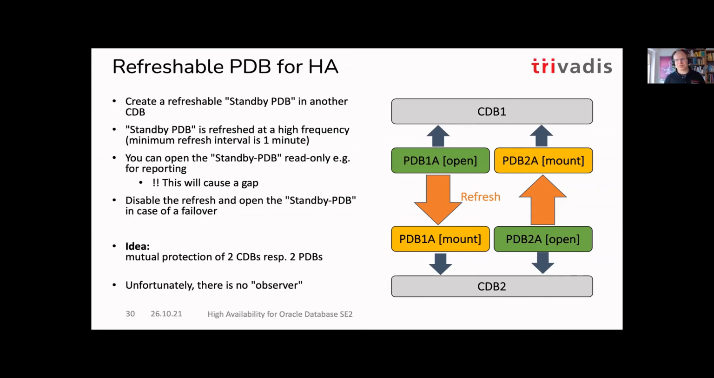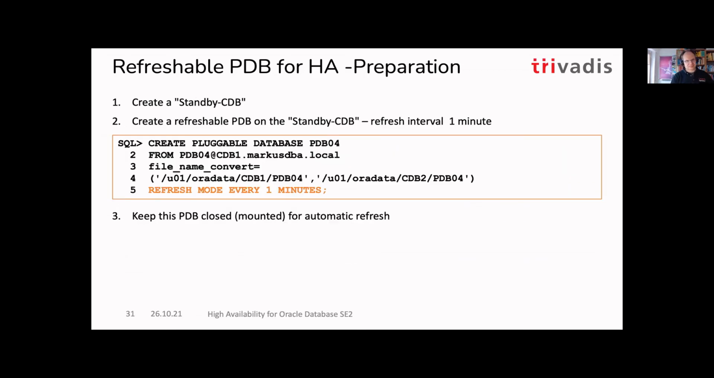And in case of a failover, we just simply disable the refresh and open the PDB on the standby CDB, let me call it this way, and start work with that. Okay. So here's the procedure. Just create a pluggable database with a short interval, refresh mode every 1 minute. I said that before. And just keep it closed, so don't use it, but then it's available for an automatic refresh.